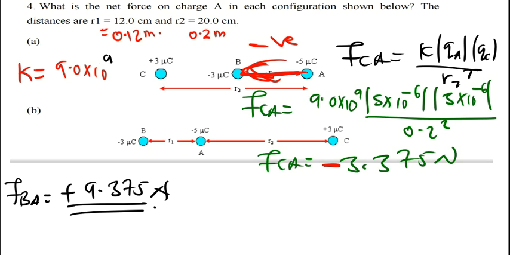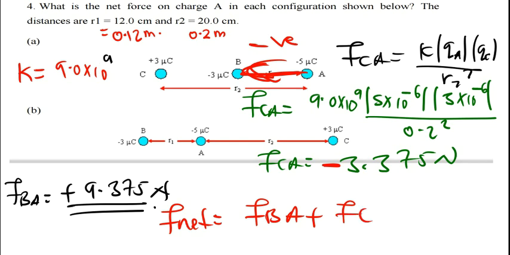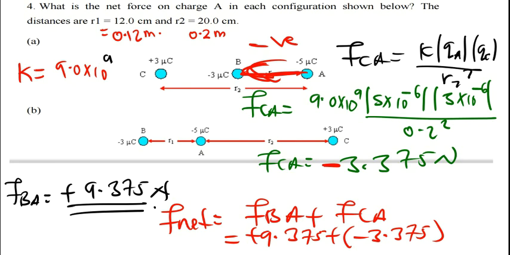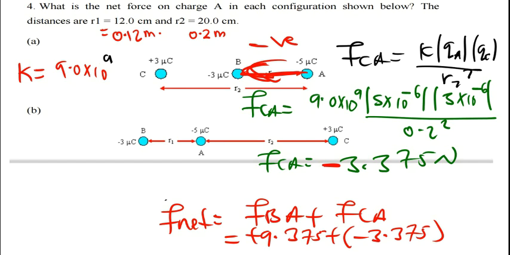So now we want to find the net force. You say the net force is going to be, we add now FBA plus FCA. So what is FBA? FBA is positive 9.375, plus what is FCA? Negative 3.375. So we expect our net force to be 9.375 minus 3.375, which is 6. So it's positive 6 newtons. That's the net force. Since it is positive, the net force is moving toward the positive x-axis.